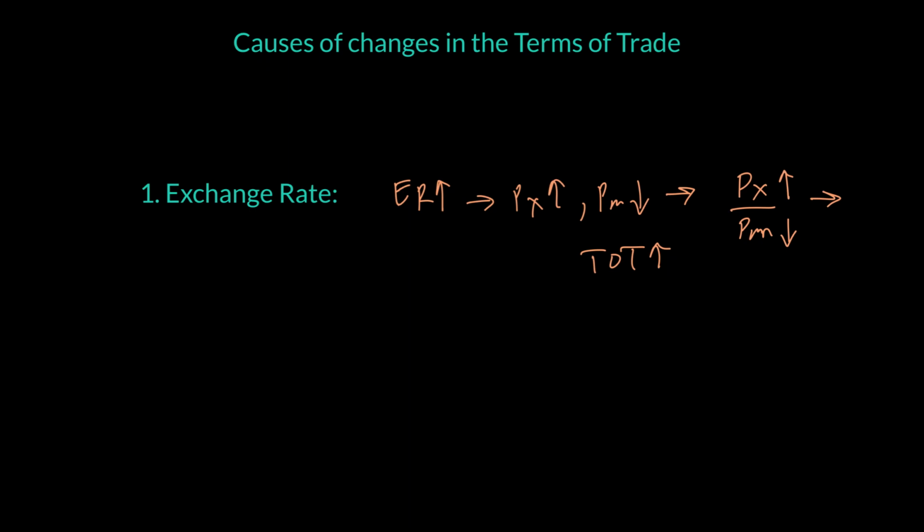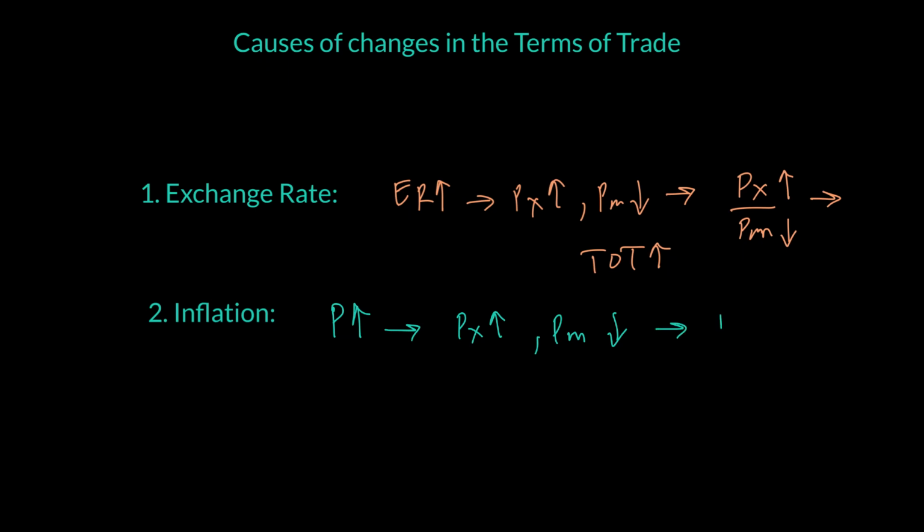Another factor that can affect our terms of trade is inflation. Inflation is a rise in the general price level. When the price level goes up, because of any factor, exports will become expensive and imports will become cheaper.